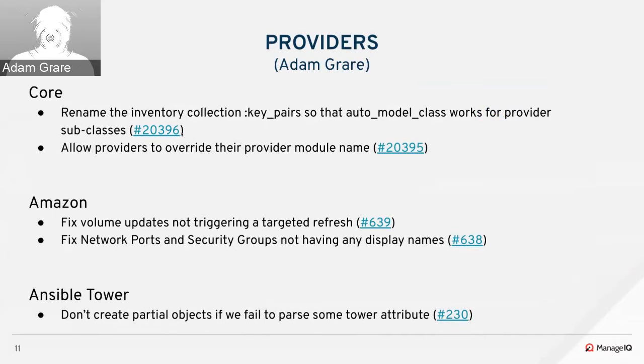On Ansible Tower, a few sprints ago, we fixed an issue where invalid YAML was coming back, causing the refresh to fail. It turned out that when that happened, we had already created a partial object, and so that was causing some other things to fail down the line. So we changed the order of how we're parsing things to only create the object once all of its attributes have been properly parsed. Next slide.